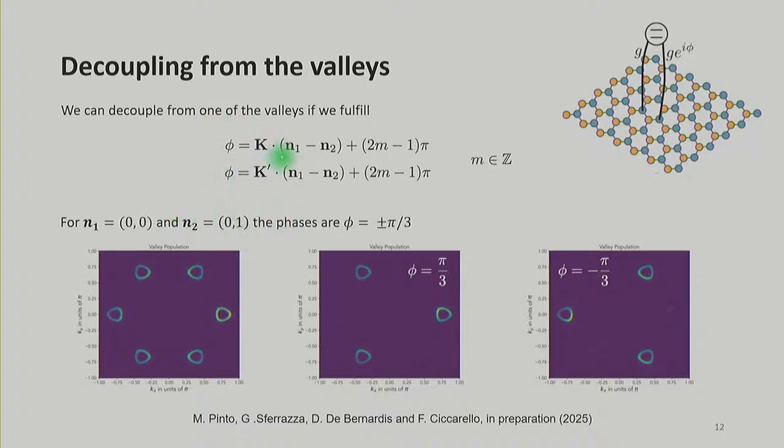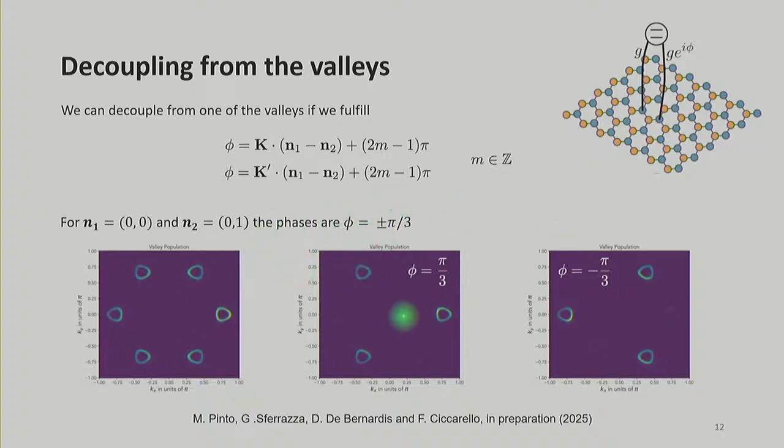If N1 and N2 are the positions of the legs, if we set this phase and M is just an integer, we can make the emitted photon decouple from the K valley, and this one for the decoupling for the K prime. Plugging in some values, putting one leg on the origin and the other in the neighboring unit cell, we find that the phase is plus or minus pi/3.